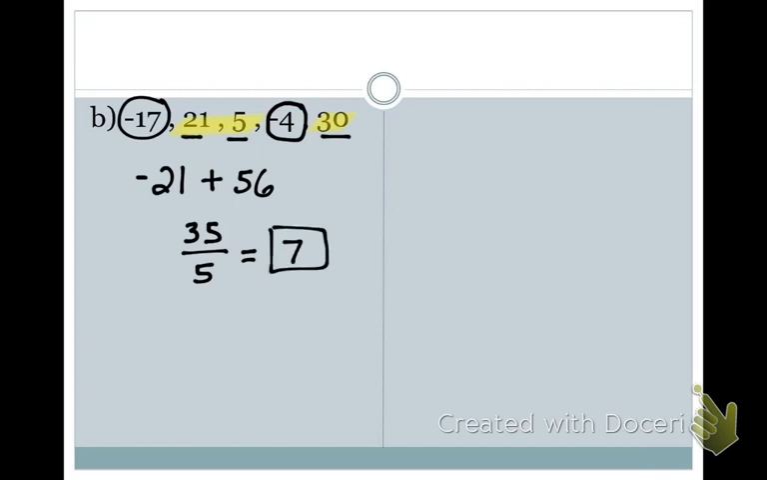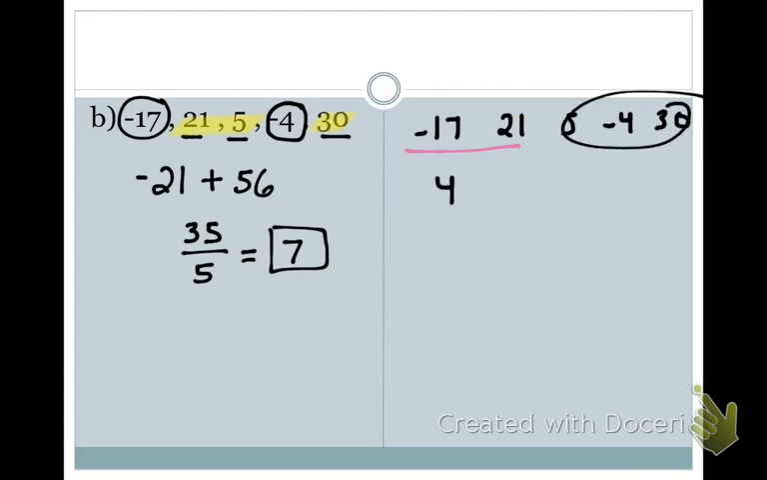So you could do the work like that, or as I said before, when you had negative 17, 21, 5, negative 4, and 30, that was my original data set. If you wanted to, you could add these together like that and bring down 4, and then you just bring everything else down, plus 5, plus negative 4, plus 30. You could bring these ones down now. 4 plus 5 is what? 9, and bring down your minus 4, and bring down your 30. Now we'll do this next one. What's 9 minus 4?